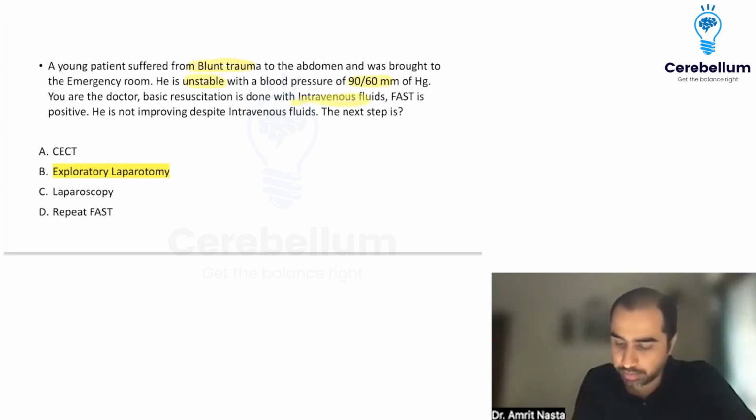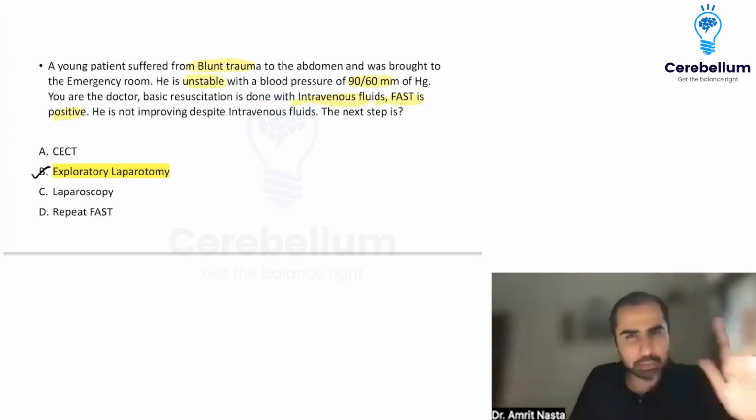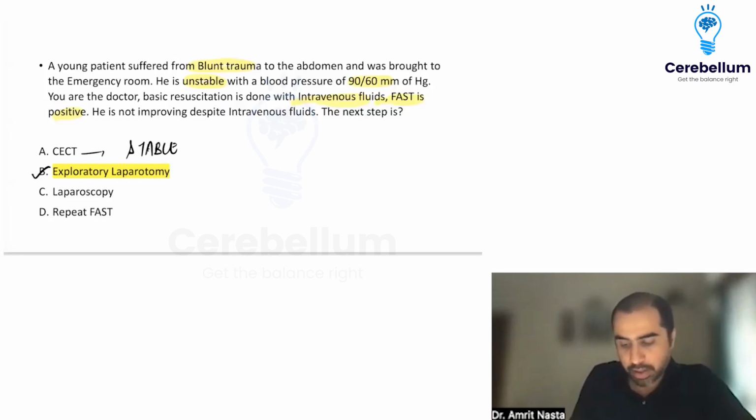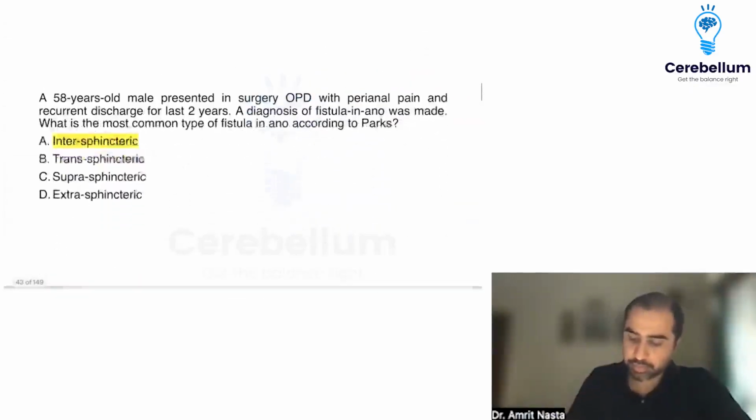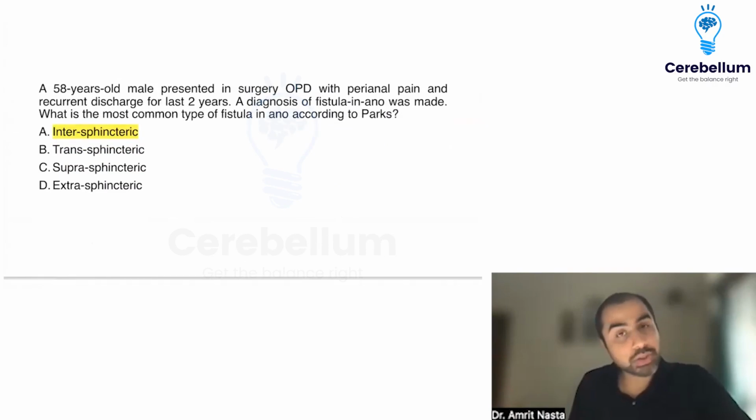Resuscitation is done. FAST is positive. So unstable patient, FAST is positive. You are going to do laparotomy. Right? You are going to do laparotomy. Simple. CECT only if the patient is stable. It's not done in an unstable patient. And repeating FAST makes no sense. I hope you got this also, right? This is a very nice question. These kinds of questions come a lot in the exam.